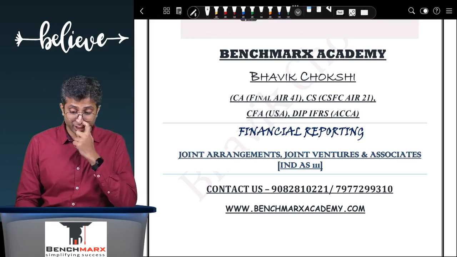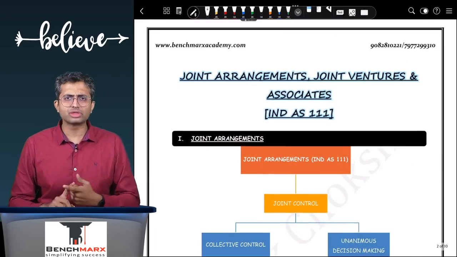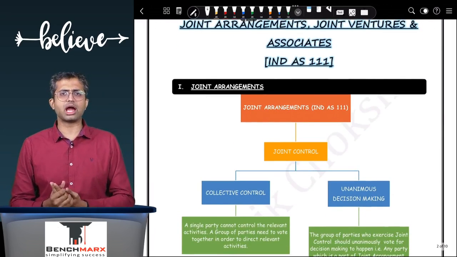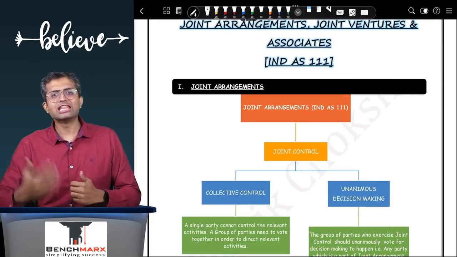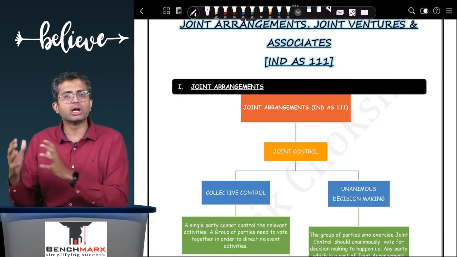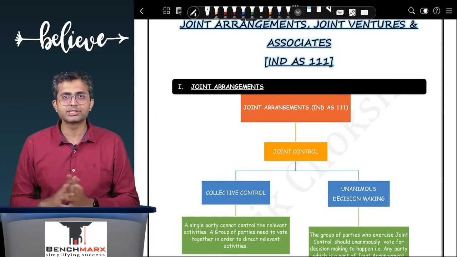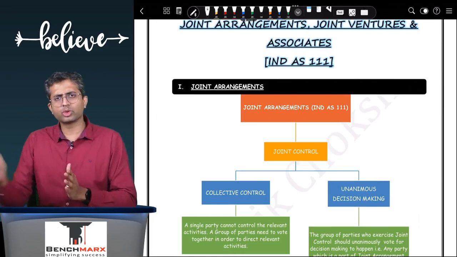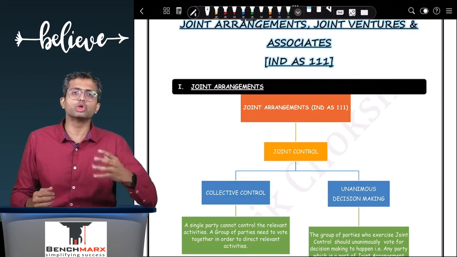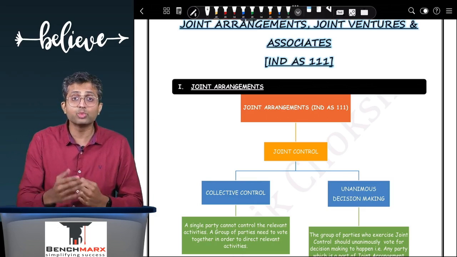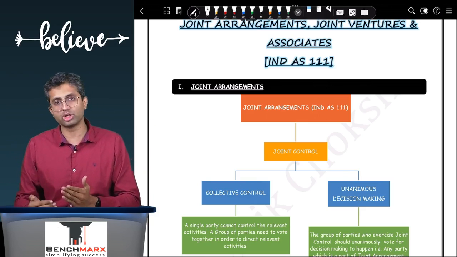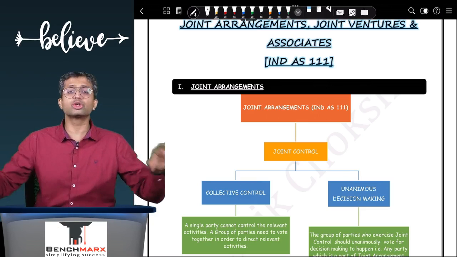Now the legal framework for joint ventures and joint operations is given under Ind AS 111, and then Ind AS 28 governs associates. So before we proceed into associates, we first try to understand what we mean by a joint arrangement. A joint arrangement is something which needs to have joint control. Now for joint control there are two essential features.